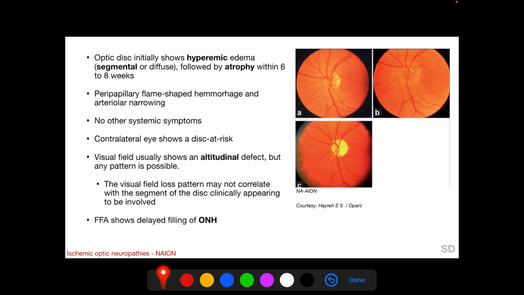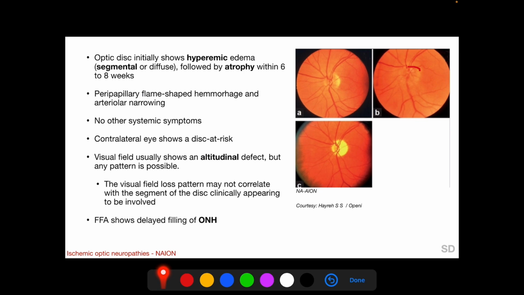Non-arteritic ischemic optic neuropathy does not have any other new systemic symptoms at the onset of the disease or immediately preceding. The contralateral eye shows a disc at risk, and in the affected eye, this disc at risk sign may be difficult to appreciate. So we have to check the contralateral eye to find a virtually absent physiological cup. The visual field usually shows an altitudinal defect, but any pattern is possible, and the patterns do not correlate with the clinically involved sector of the disc.